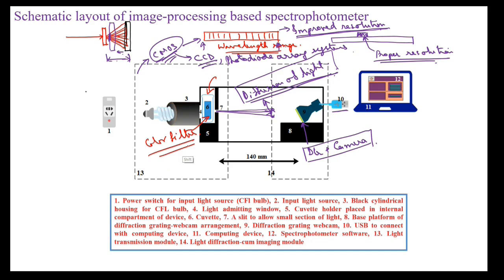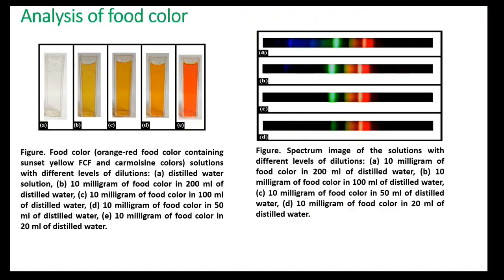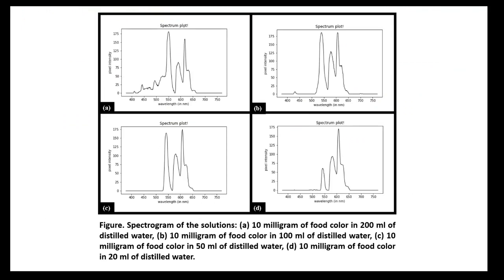And due to this complementary action, this complement color arrangement, this orange colored solution is blocking the blue light. Okay. Now from this spectrum, we got the spectrum plot. In the spectrum plot, if you see near this bluish region, we got some output.